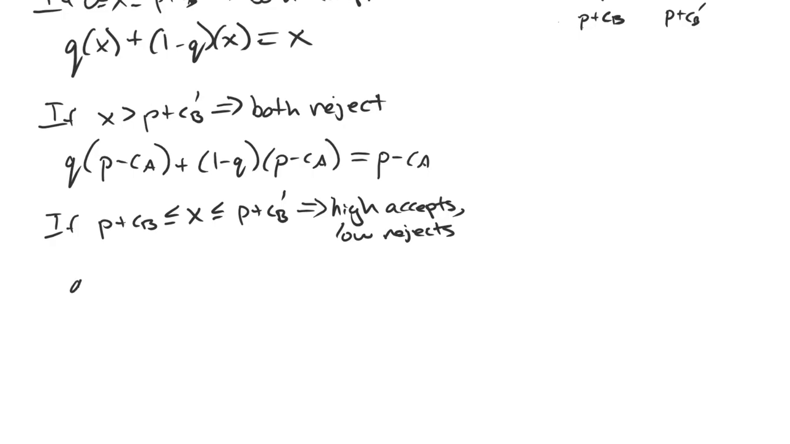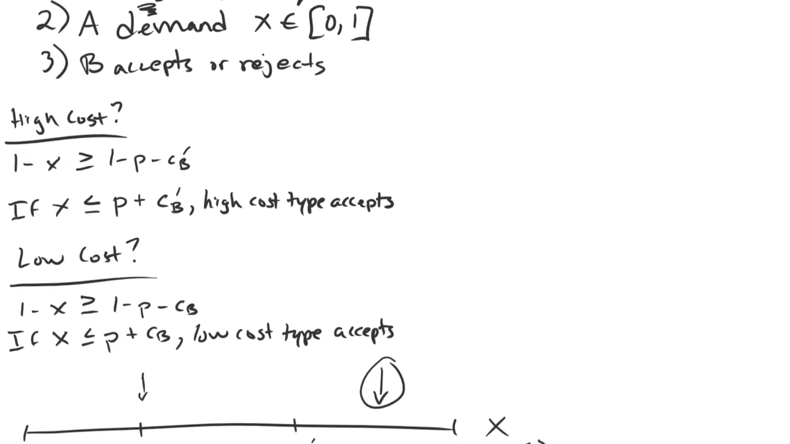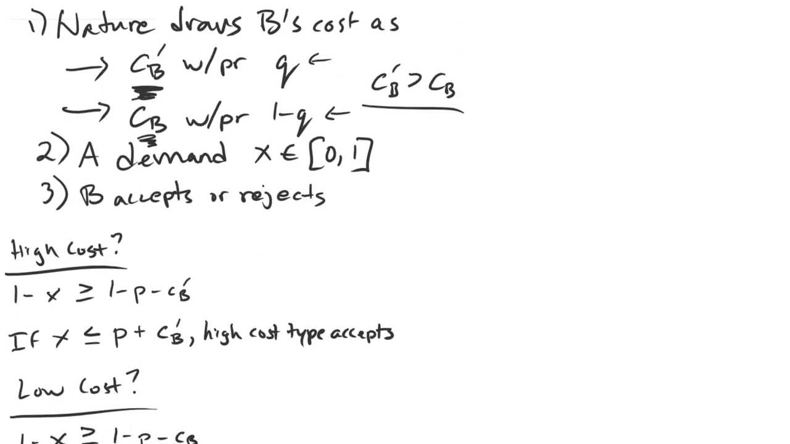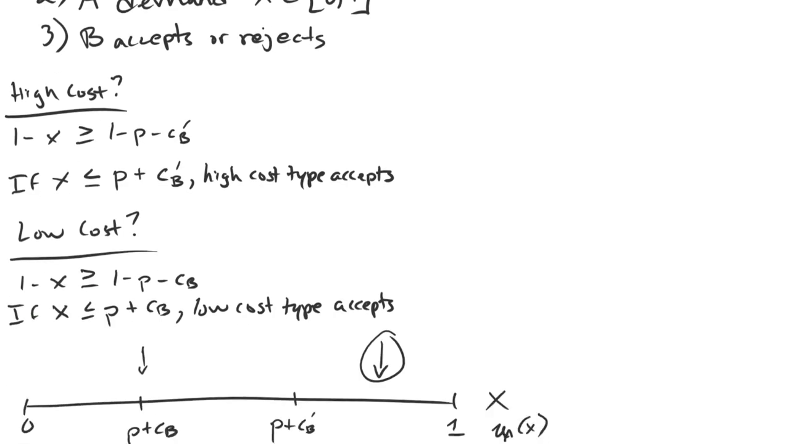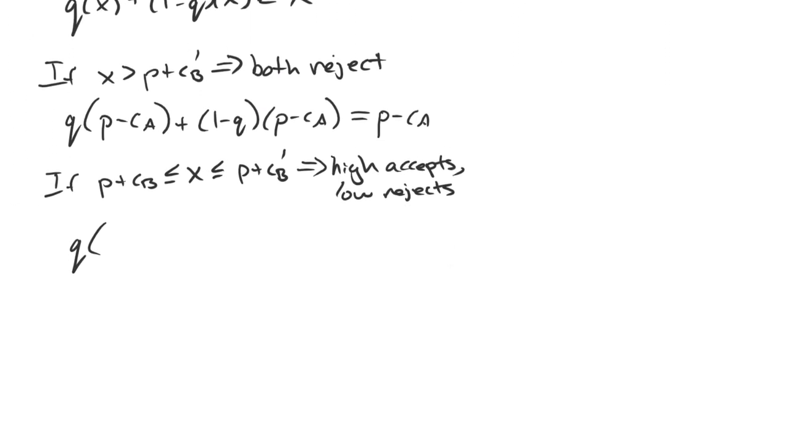Well, Q portion of the time, we have the high cost type accepting. Remember, Q represents the portion of the time that B is actually this high cost type. So Q portion of the time, we have the high cost type accepting, which means A is getting the demand that it is making. So it is going to receive X for that circumstance. And 1 minus Q portion of the time, we have the low cost type being around, and the low cost type rejects. So A is going to get its war payoff.